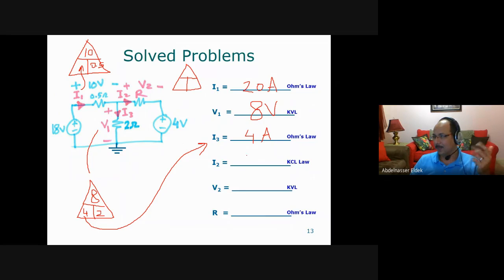Now let's go to I2, for example, here. How can we calculate it? This one is a problem because we don't know I2, we don't know V2, we don't know R. So how do we solve it? We need to calculate I2. As I said before, to calculate a current, you use Ohm's law. If you can't use Ohm's law, use Kirchhoff current law.